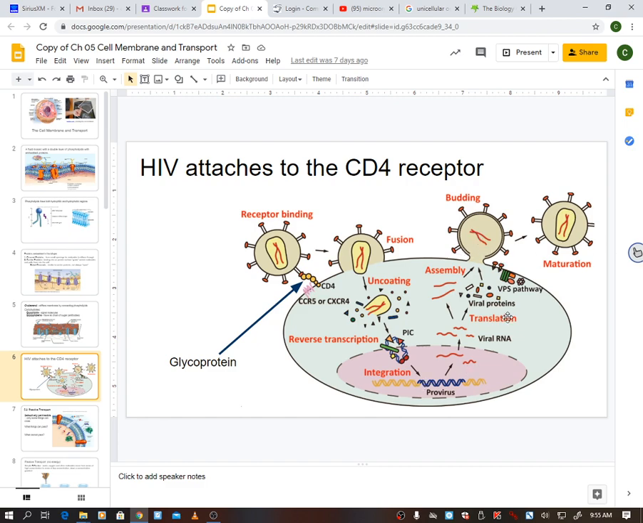We'll have a whole coloring page that breaks down how HIV works a little bit more in detail than what I just went into there, because that's a very, very quick summary for just this one slide.